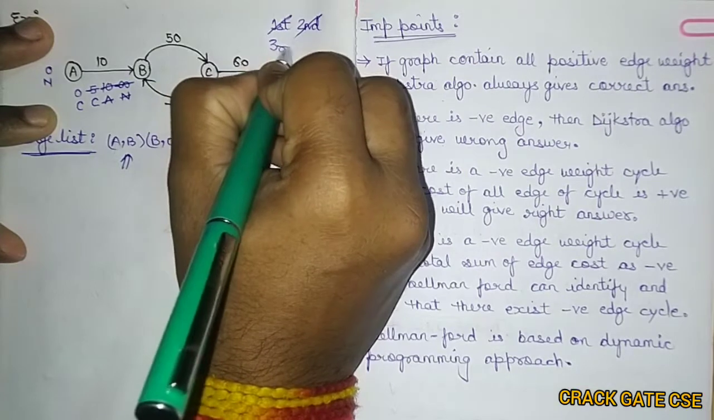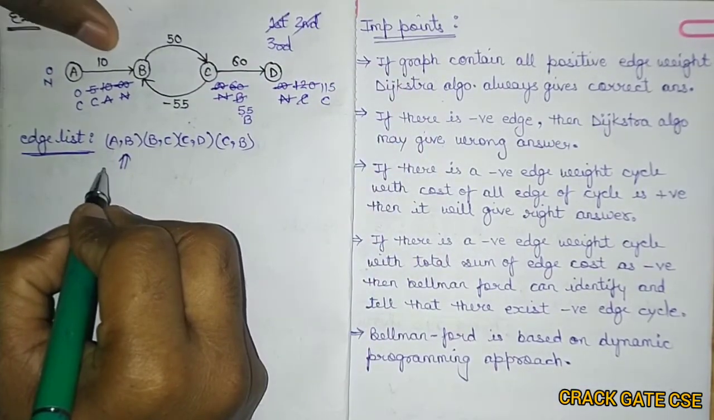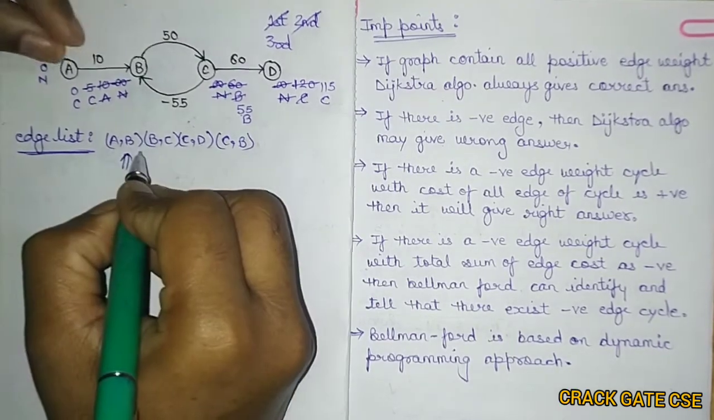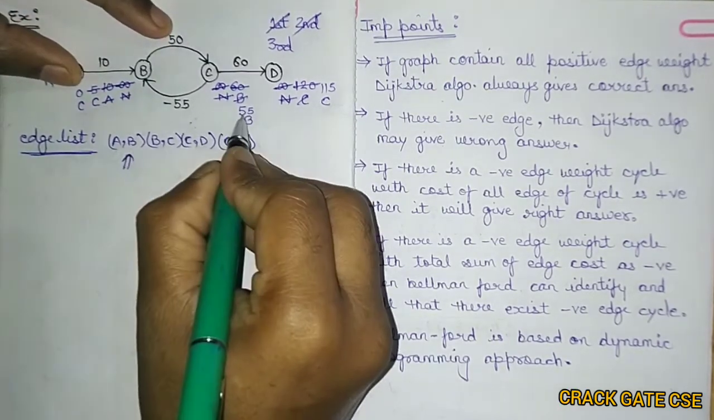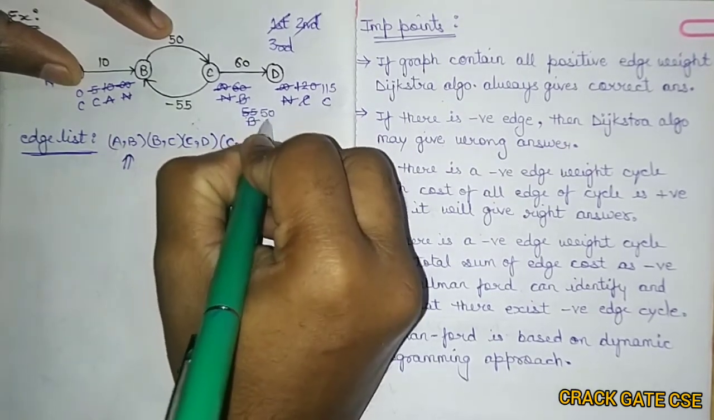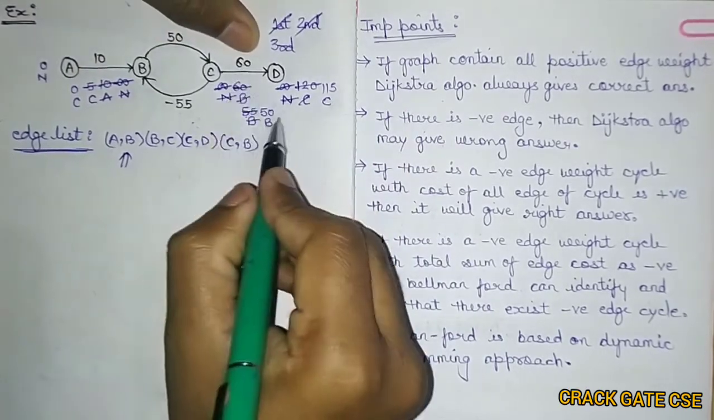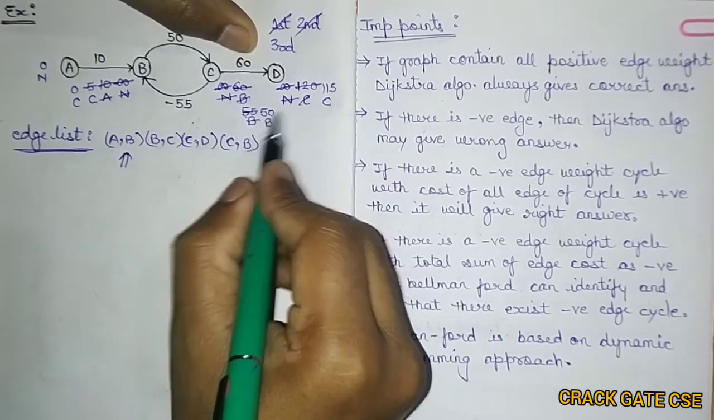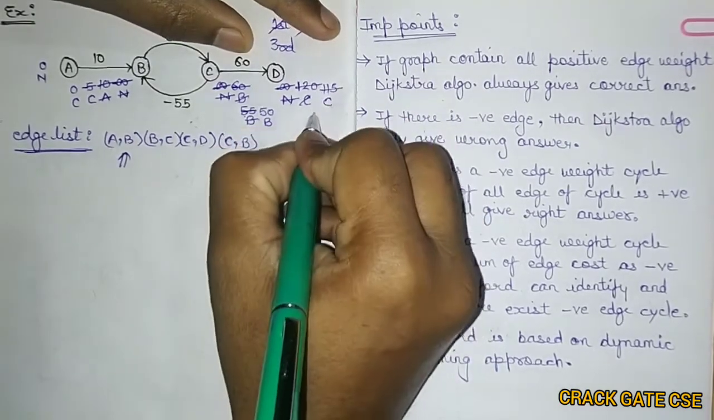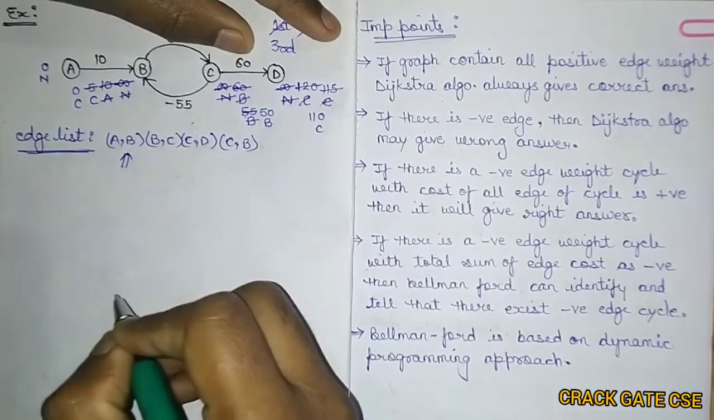Now I have to check for the third iteration. So let's start with the third iteration. Again 0 plus 10 is 10, this is 0, smaller, no need to update. For B to C, 0 plus 50 is 50 which is less than 55, so update this value as 50 from B. Now for CD, this is 50 and this is 60, that means the new value is 110 and here it is 115, so 110 is smaller, so I am updating it as 110 and the parent as C.